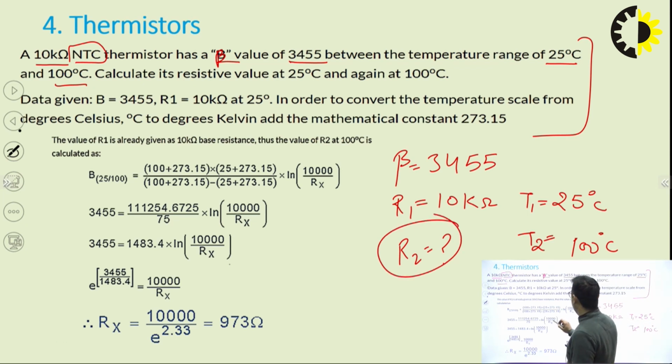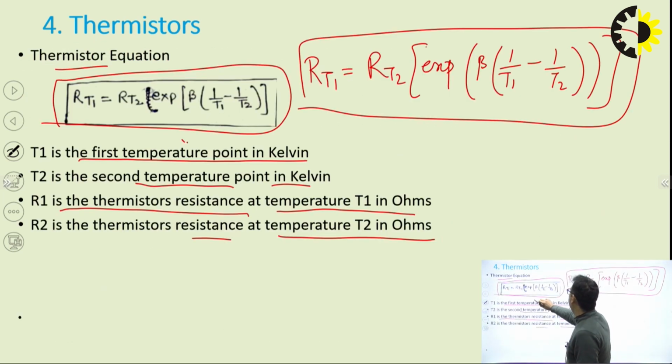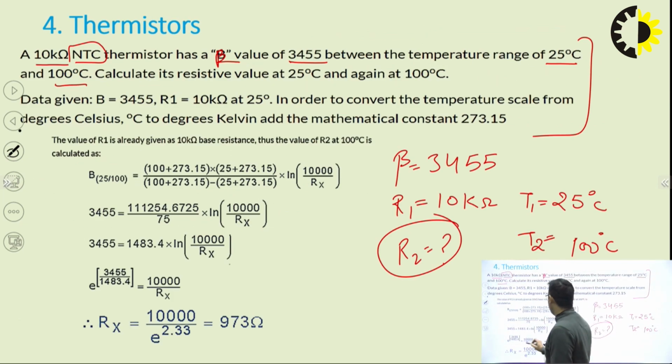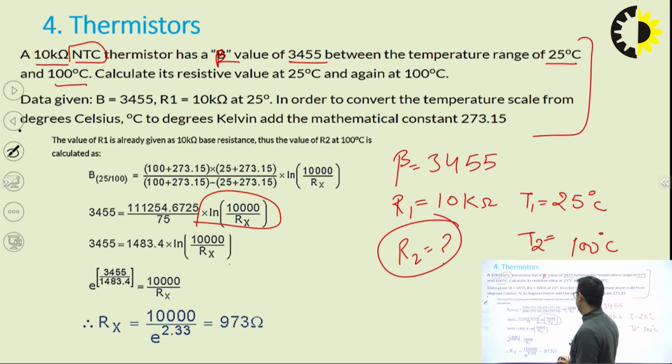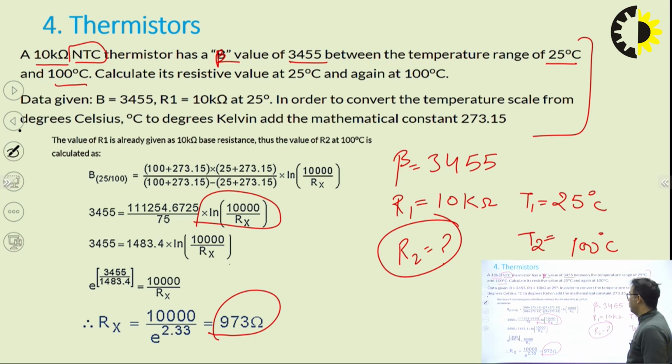Okay, so by using this equation, just put all these values in this equation. We have to take the natural log, this has to be converted into natural log, and by solving this equation we get R2 as 973 ohms.